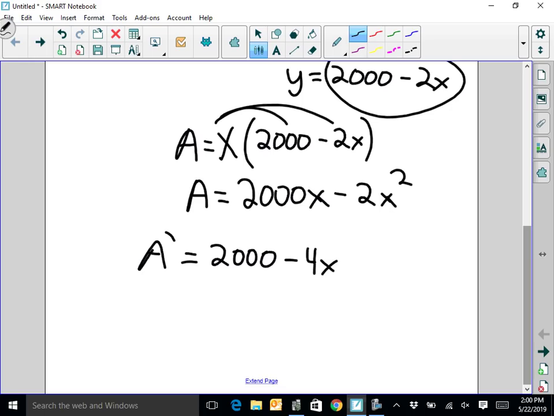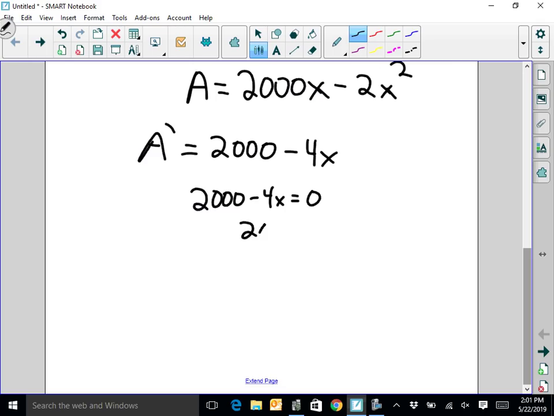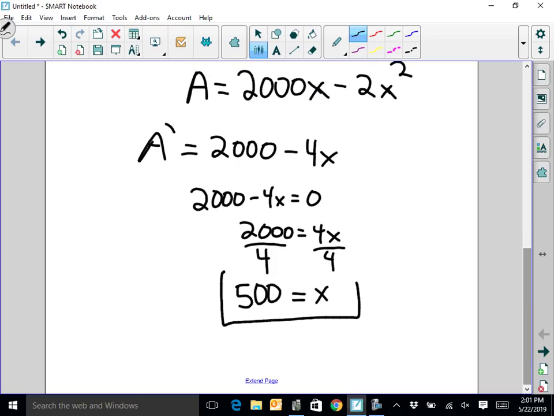And what I want to do now is set this equal to 0 and solve for x. Well, once again, this is a pretty easy equation to solve. We get 2,000 equals 4x. And then I divide by 4. 2,000 divided by 4 would be 500. And I found one of the dimensions that I need. It came out to a very nice number of 500.